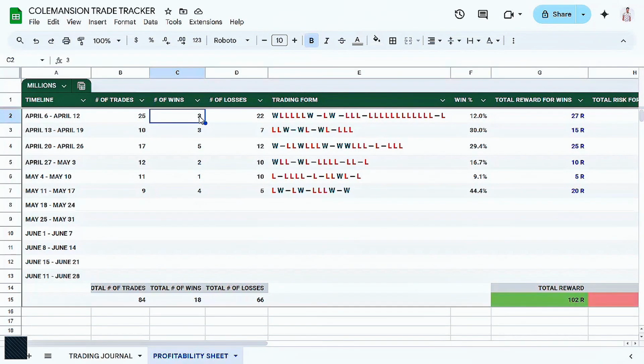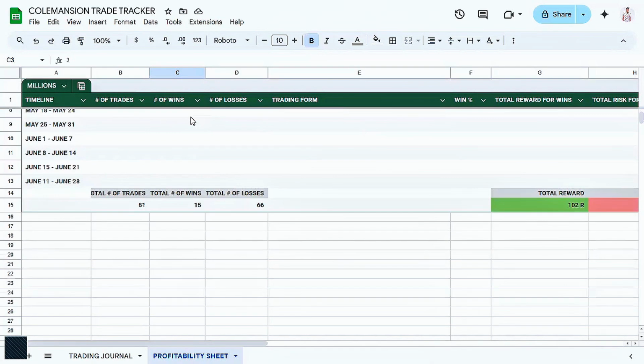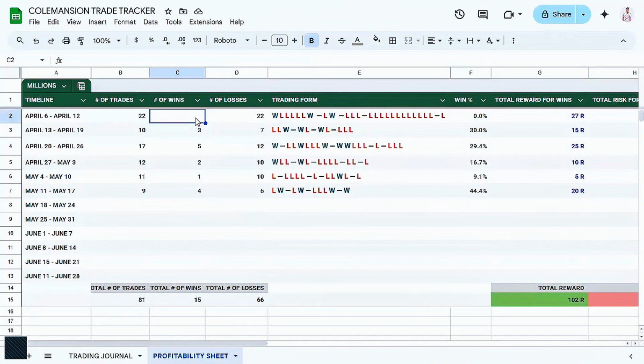So if I have 4 wins right here, you're going to see it changing. Let's say I have 4 wins right here now, you're going to see the number of trades change. So you see now we have 26. So that's how we do it.